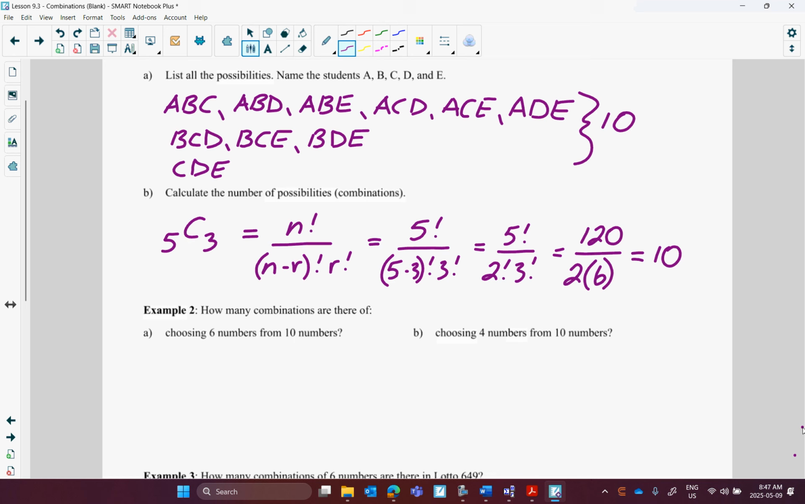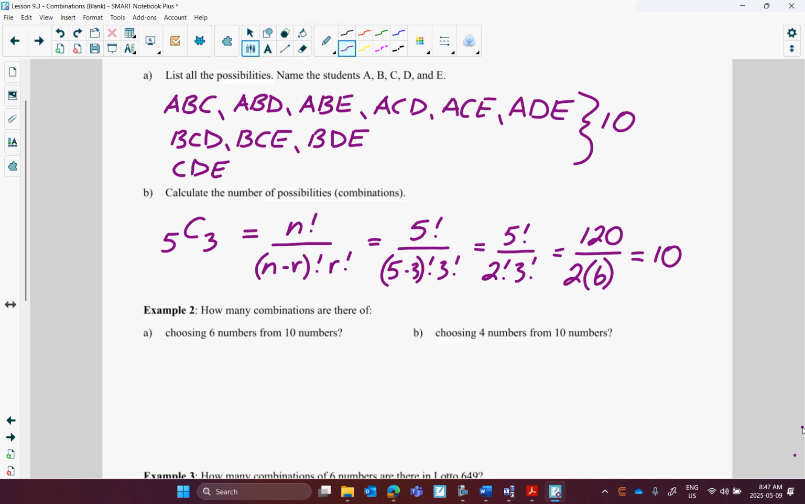Graphing calculator, if you have one. How do you do 5 choose 3? Don't worry, I'll do the other calculators as well. But quite a few of you have graphing calculators, so I'm going to start with that one. So what you do is you punch 5. Okay, now you have to find the choose function. And the choose function is in the math button.